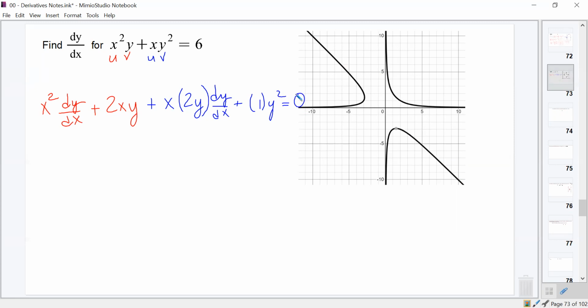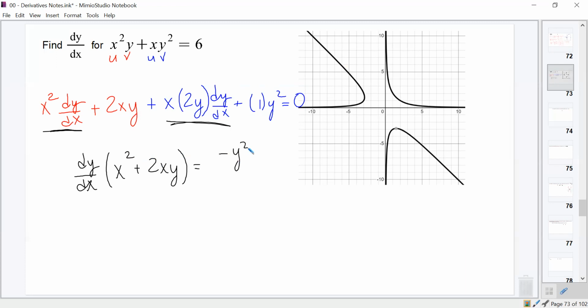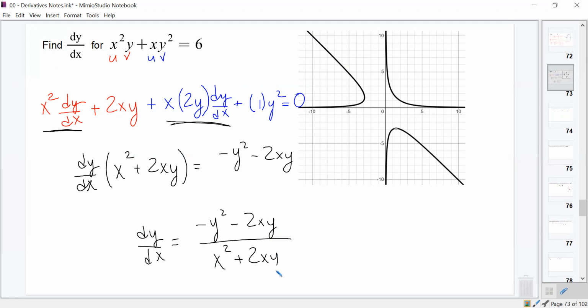And we'll leave our dy/dx terms on the left side and factor out the dy/dx. And we'll bring the other terms to the right-hand side: the y squared becomes a negative y squared, and the 2xy is a minus 2xy. And then when we divide, we'll end up with dy/dx equals negative y squared minus 2xy all over x squared plus 2xy.